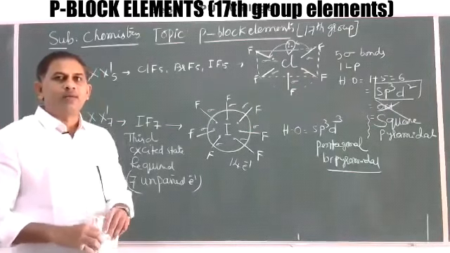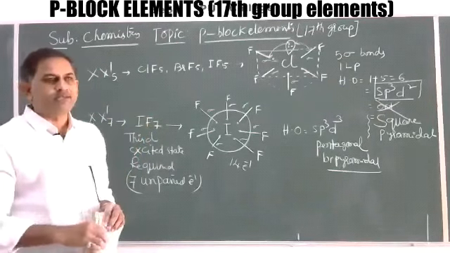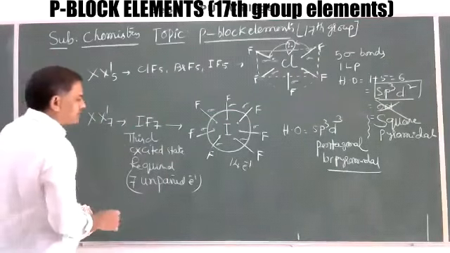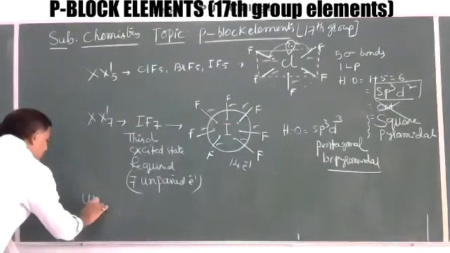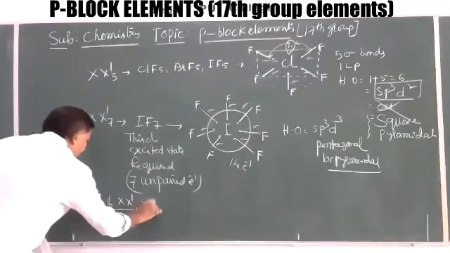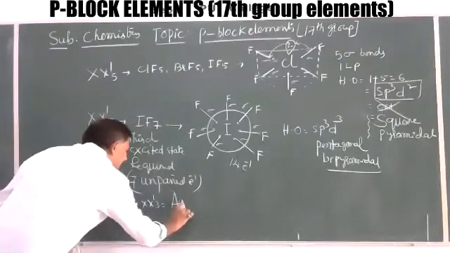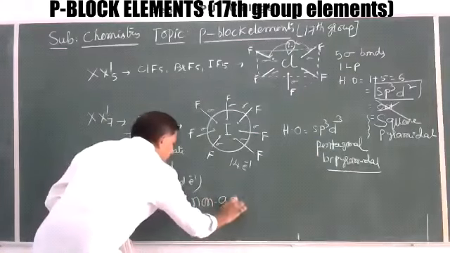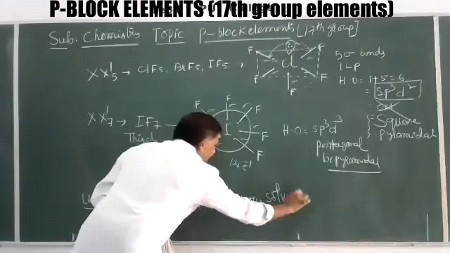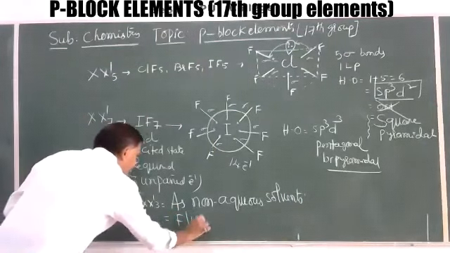So these are the interhalogen compounds, some important models and their properties, examples and structures. For all these interhalogen compounds, limited uses are there, such as the uses of XX dash or XX dash 3. These are used as non-aqueous solvents, and these are used as fluorinating agents.